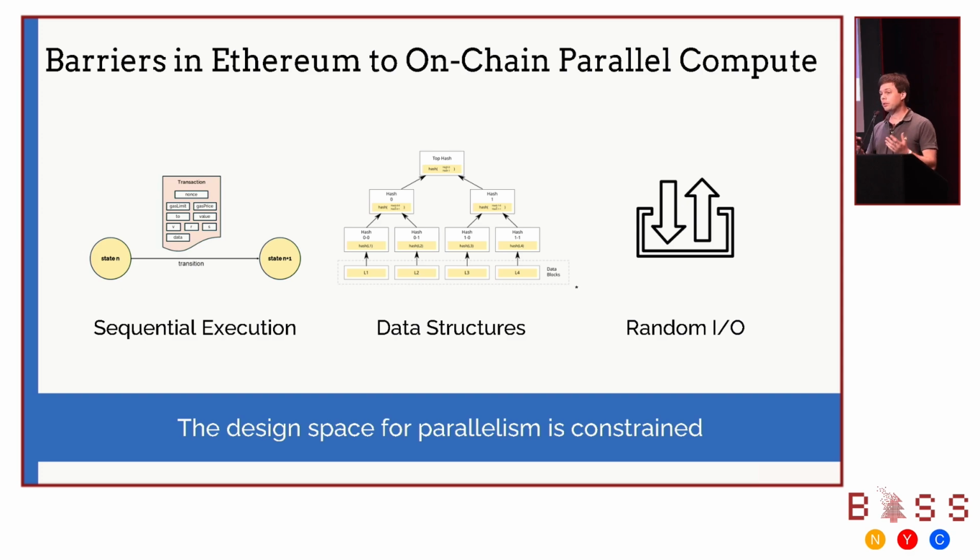All right, so as we look at the parallel EVM space, there's really three barriers when you try to make Ethereum run in parallel. The first one, of course, is that Ethereum is designed for sequential execution, and also how data is stored in Ethereum using Merkle tries. And the Merkle tries lead to a lot of random I/O, which I think I just heard Keone talking about. So let's talk about these in a bit more detail.